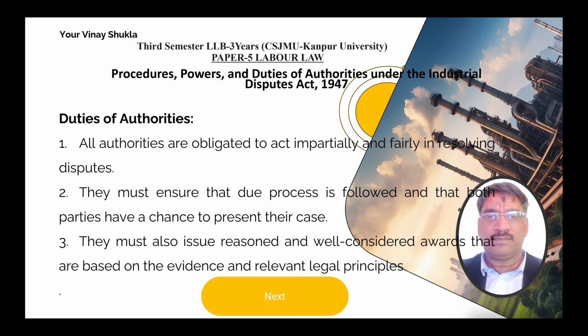Duties of authorities. All authorities are obligated to act impartially and fairly in resolving disputes. They must ensure that due process is followed and that both parties have a chance to present their case. They must also issue reasoned and well-considered awards that are based on the evidence and relevant legal principles.